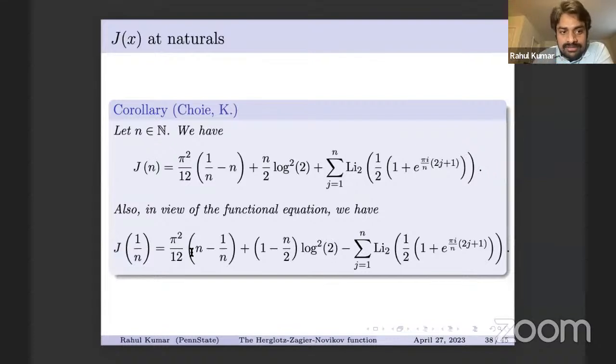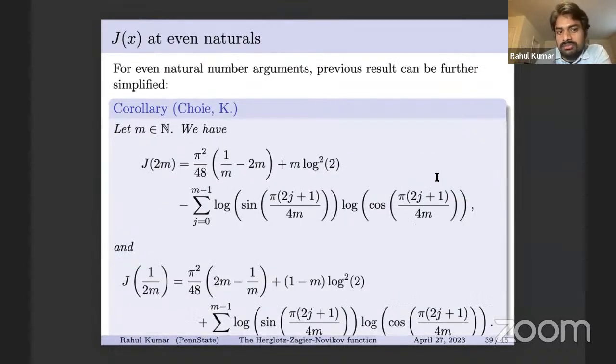But then we tried to see if we can remove this Li2 also, since it is always a good thing to have elementary functions only. So then we did some calculation and found out that one can do that for even natural numbers only. We don't know whether it can be done for odd, but for even natural numbers, j of 2m, that whole Li2 sum now reduces to log of sine and log of cosine. They are more elementary functions in comparison to Li2. So this is the result for g of 2m. And again, g of 1 over 2m is just an easy consequence of that functional equation.